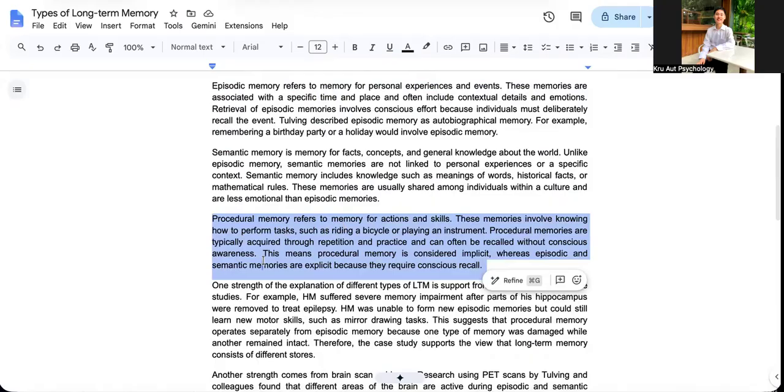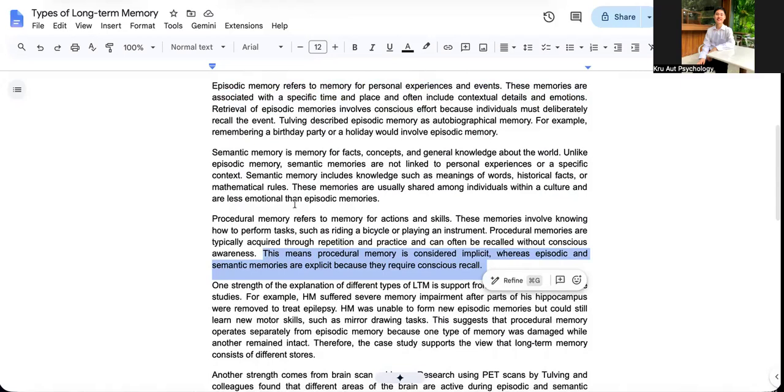Then this bit is essential. Somewhere in AO1, not necessarily at the very beginning, we need to say which is which. So this means procedural memory is considered implicit, or we can say non-declarative, whereas episodic and semantic memories are explicit because they require conscious recall. In other words, implicit memories do not require conscious recall.